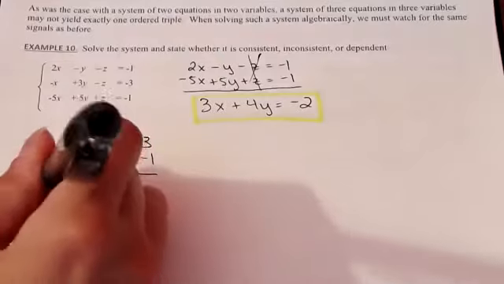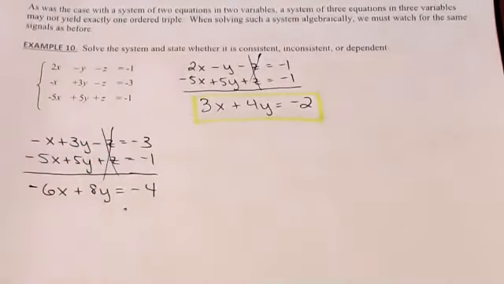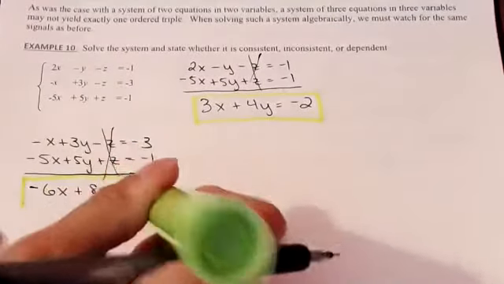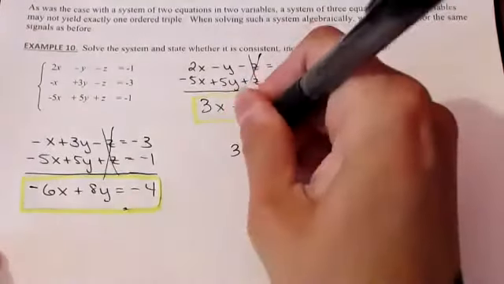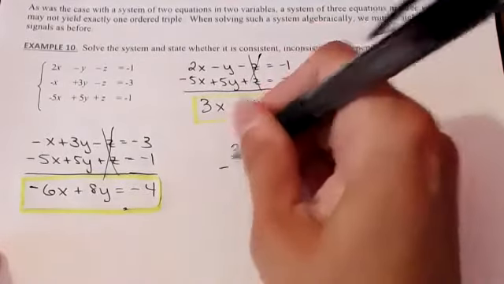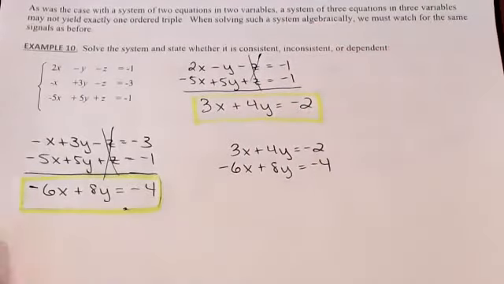That leaves me with -6x plus 8y is equal to -4. So here's my second equation. I need 2 of them that have the same 2 variables, and we have that. So now I'm going to write them together. 3x plus 4y is equal to -2. And then -6x plus 8y is equal to -4.